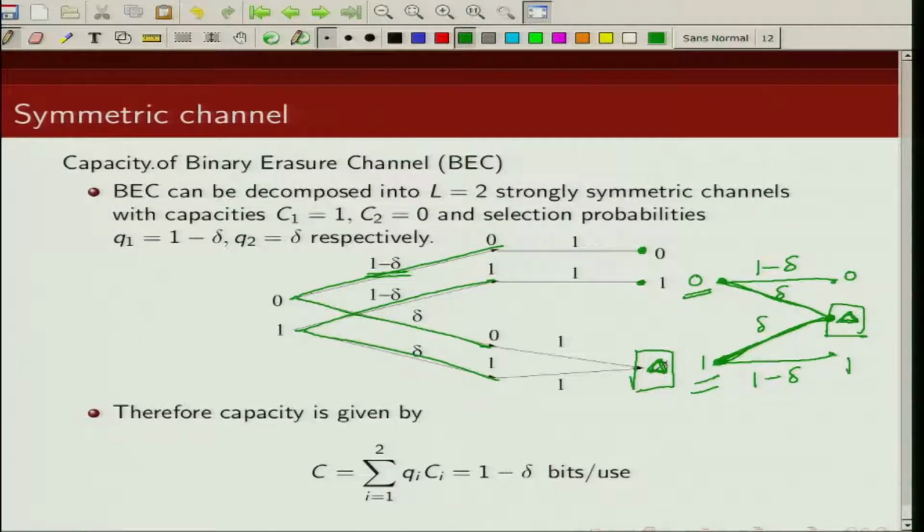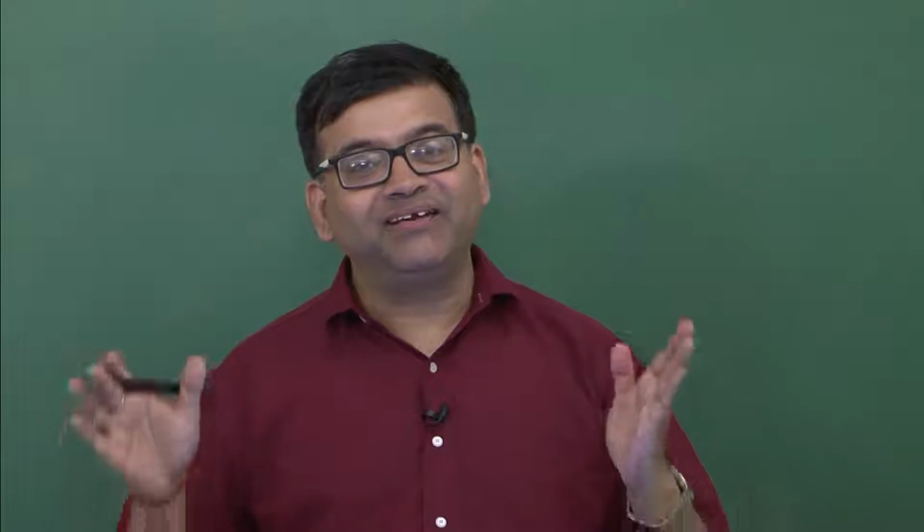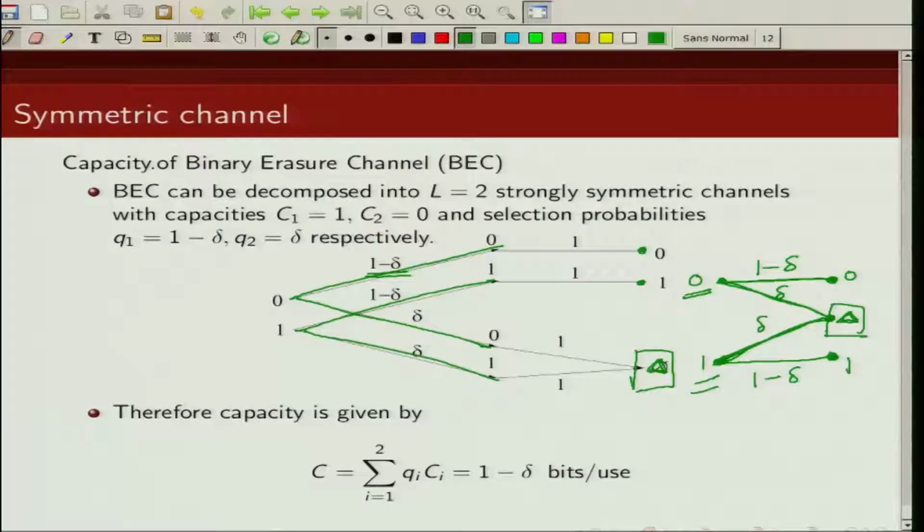So, whether you consider this input or this input, both have the same dispersion. And similarly, for this channel which consists of output symbols 0 and 1, I can reach 0 with probability 1 minus delta, and from here 0 probability. Similarly, I can reach 1 with 0 probability here and 1 minus delta. So, they have the same dispersion. That means I can find out the selection probability. I will select this channel consisting of 0 and 1 with probability 1 minus delta, and I will select this channel which has the erased state with probability delta.